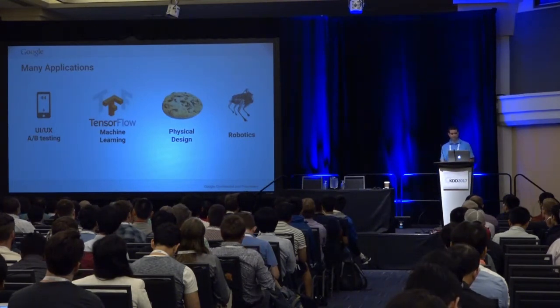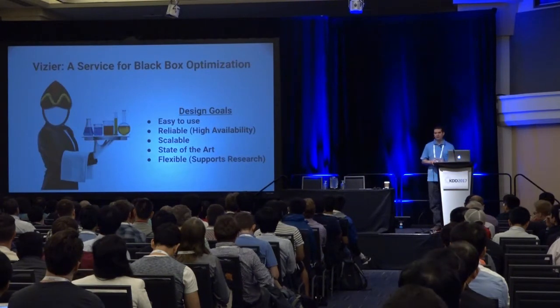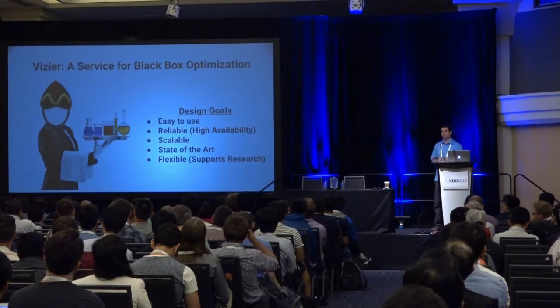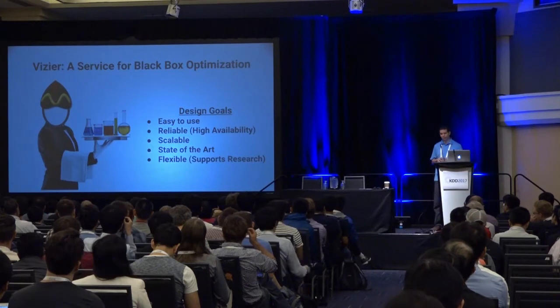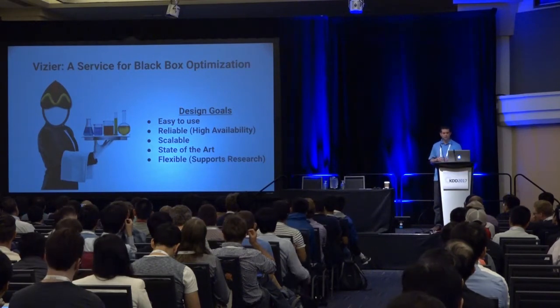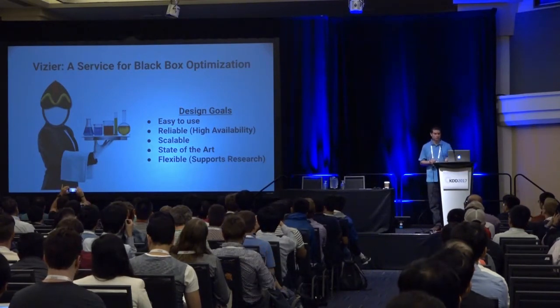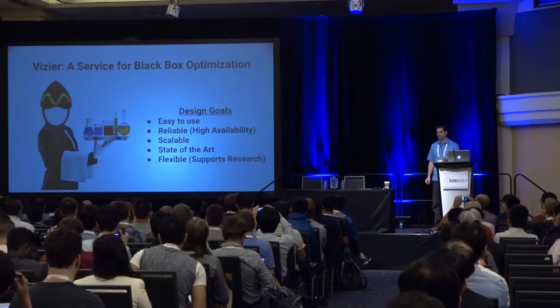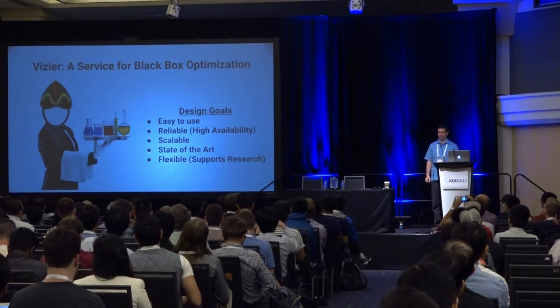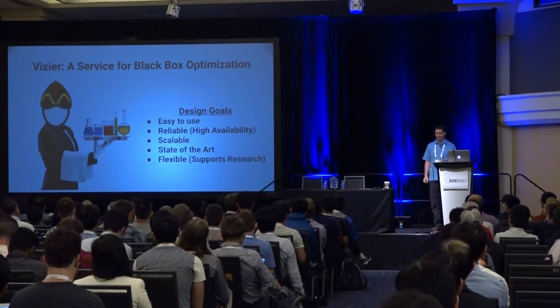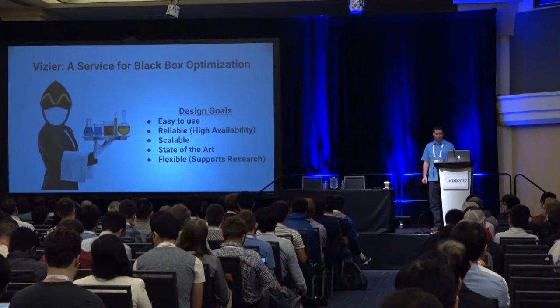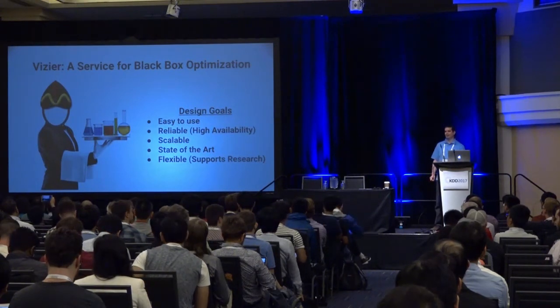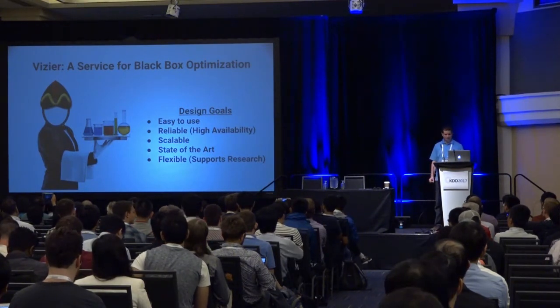So those are some of the applications. So we decided to develop a service for black box optimization within Google called Vizier. And we had principally these five design goals. It should be easy to use, so people like to use it. It should be available, so people would like to use it. You can't use it if it's not running. It should be scalable so that everyone can use it, all at once.